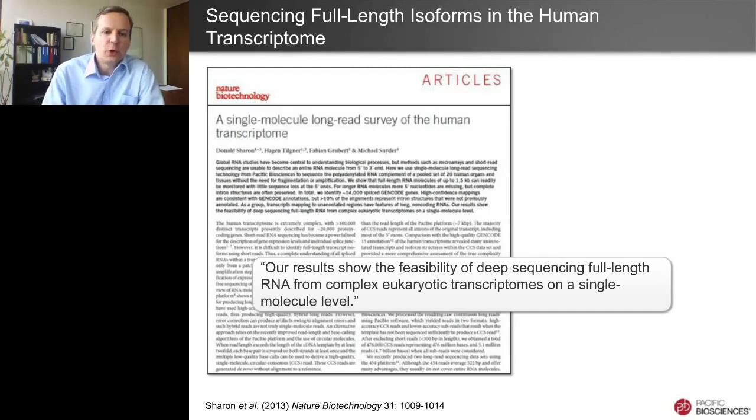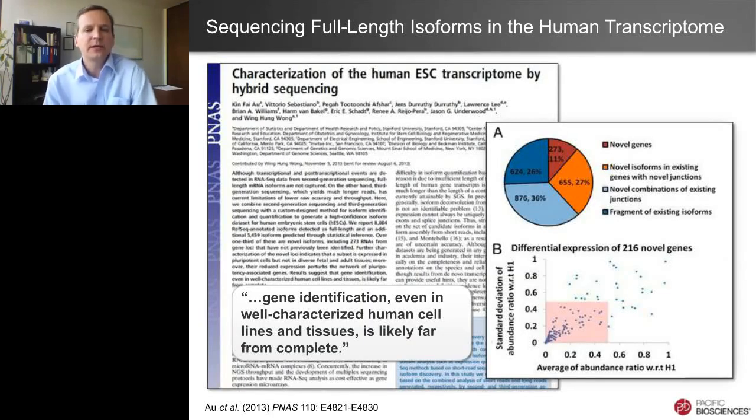With regard to looking at the whole human transcriptome, the first paper that we know about is a study by Mike Snyder in Nature Biotechnology that shows the feasibility of deep sequencing full-length RNA from complex eukaryotic transcriptomes, the human transcriptome, at the single molecule level. I want to highlight a paper that came out a few months later in PNAS, also by a group at Stanford, by Wing Wong, looking at what is arguably the best studied transcriptome, and that's human embryonic stem cells. Literally billions of Illumina reads have been used to characterize this particular sample. The authors applied PacBio sequencing, and of the about 13,000 full-length cDNA reads that they obtained, over 1/3 were novel, and it also included almost 300 novel genes.